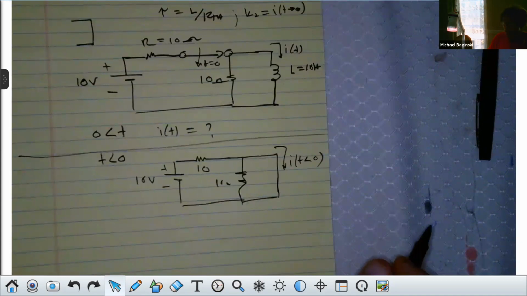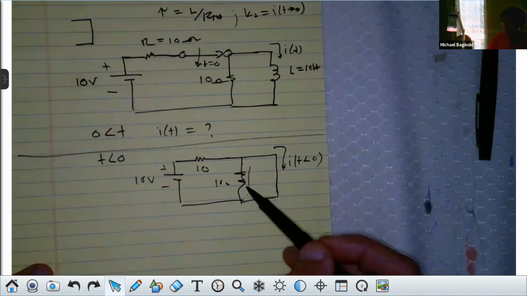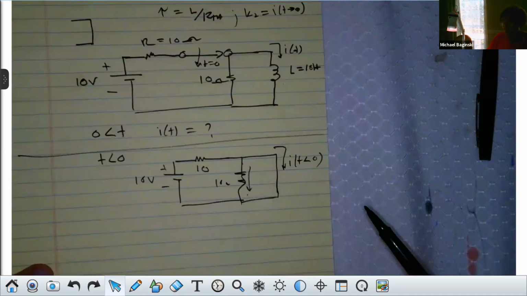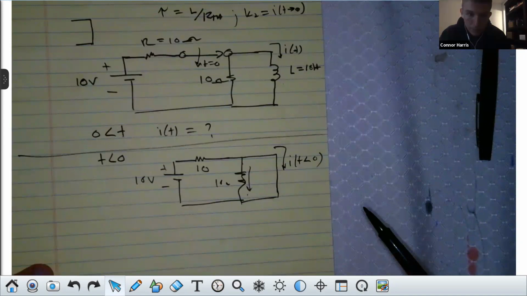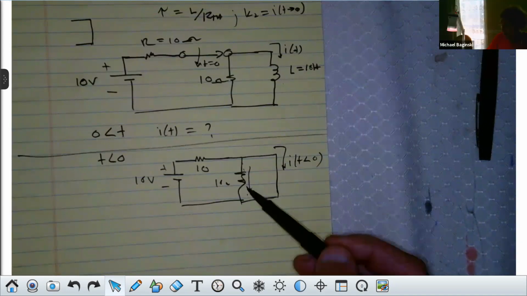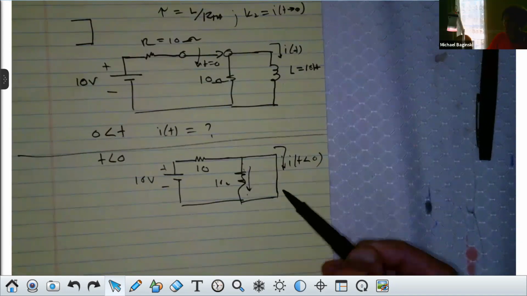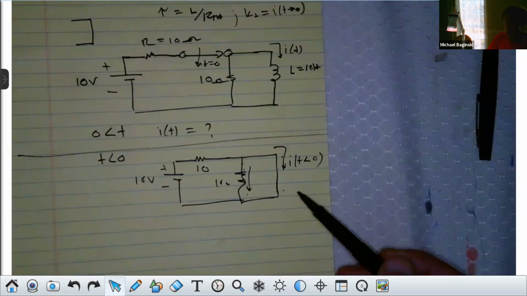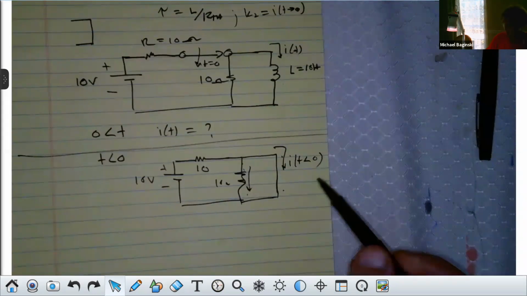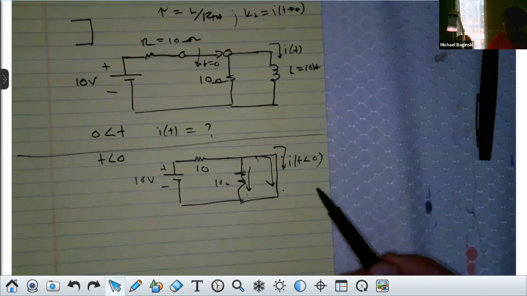How much current flows through this 10 ohm right here? All of the current? 0, right? None, because it's in parallel with a short circuit. Can everybody hear me on that? The short circuit will take all the current. Isn't that right, class?